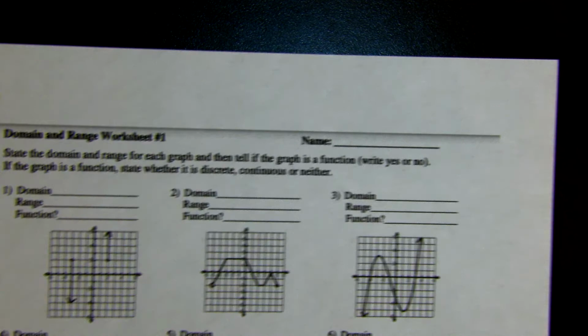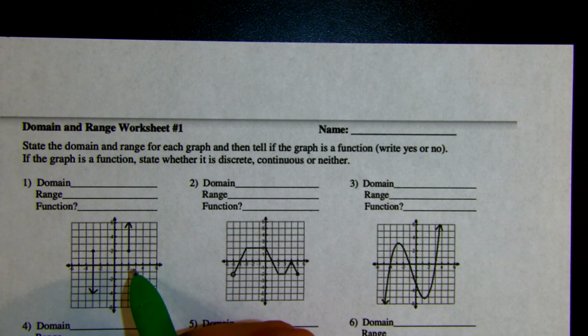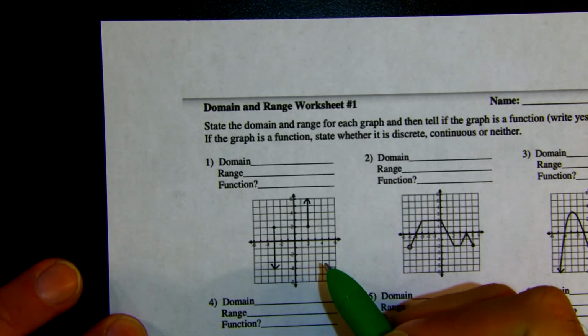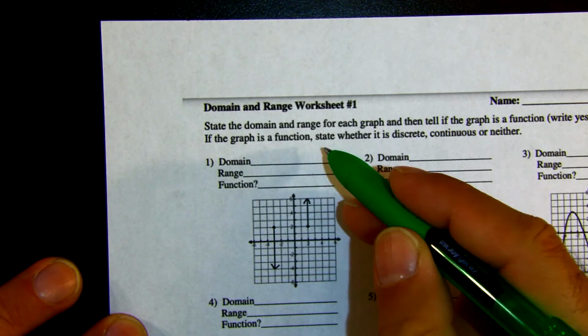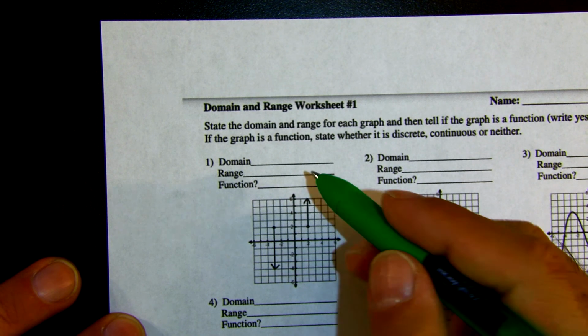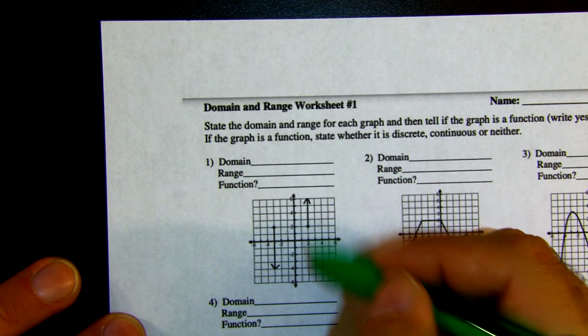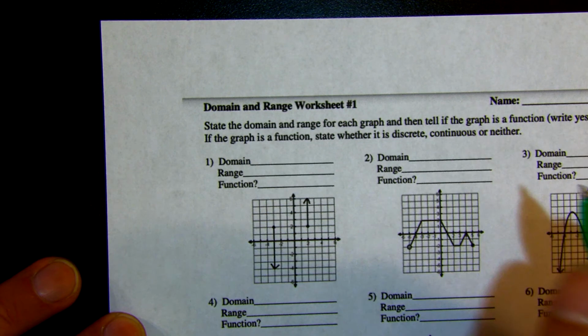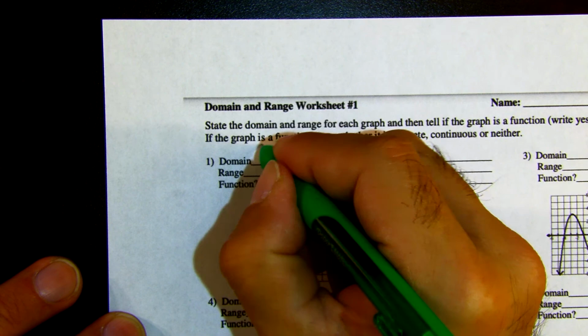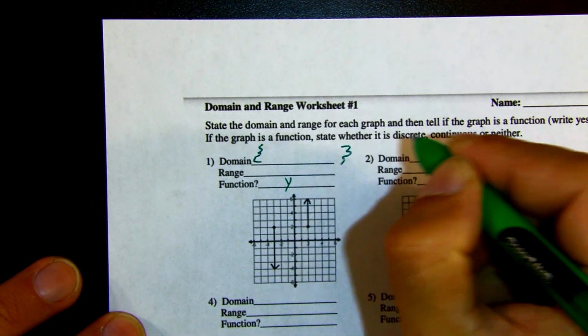All right. Nice. Okay. Is this a function? Thumbs up, thumbs down. Number 1. Is it a function? Yeah, it's a function. Vertical line test hits it once, but it's not hitting it more than once. Okay. So, yeah. And then I'll do the domain.